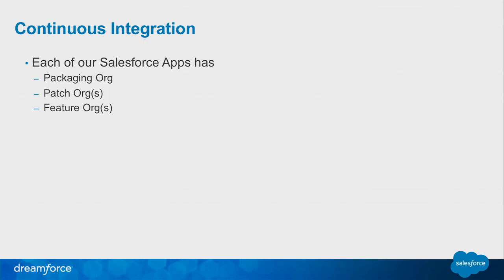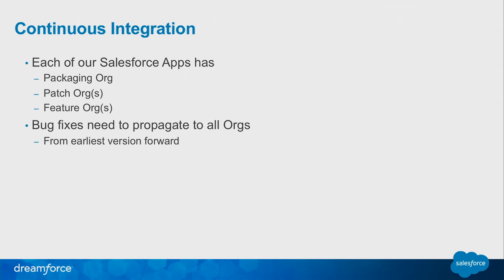And in our case, we have a number of different orgs that we use for our Salesforce apps. We have our packaging org, which I mentioned, so where we build our managed packages. We have patch orgs, so where we make fixes to previous versions of our managed packages. And we have all those feature orgs I was talking about. There's the dev orgs, those 30 orgs that we use.